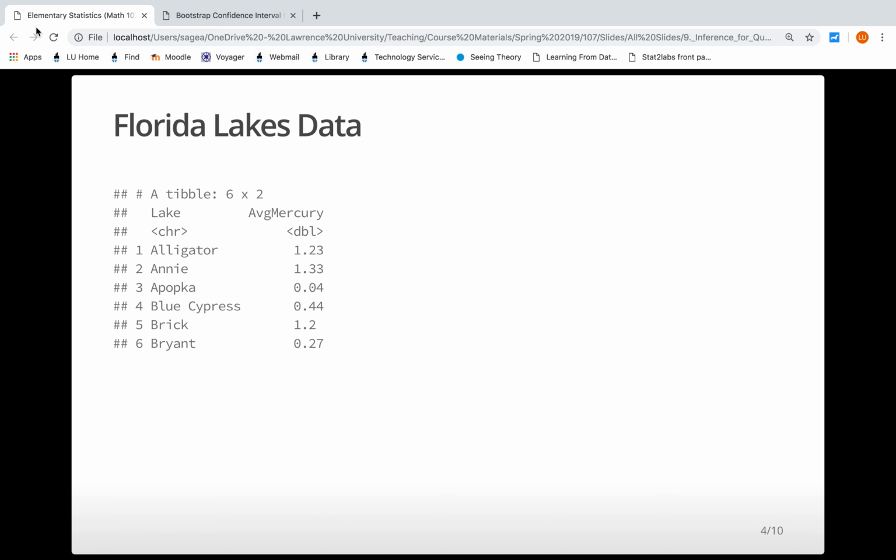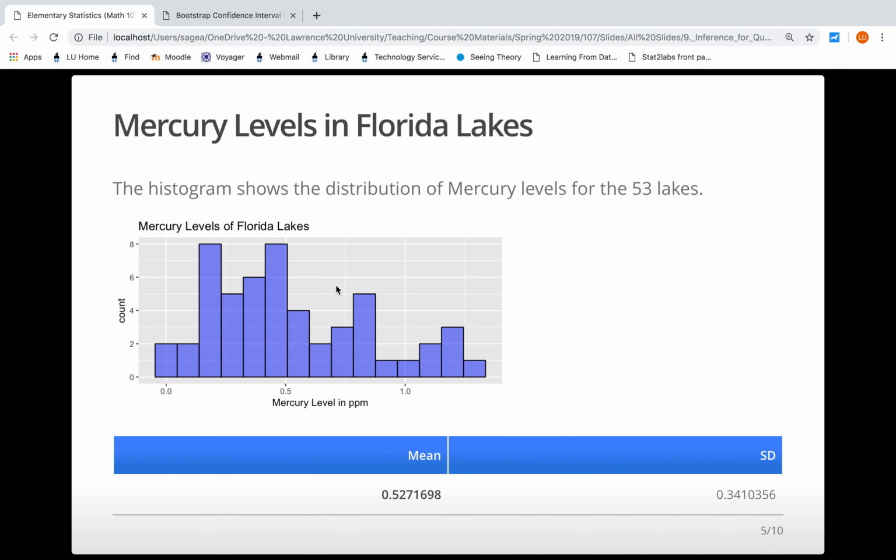We look at a random sample of 53 lakes in Florida. This slide shows the first 6 lakes in the sample, so you can see that Alligator Lake has a high mercury concentration level of 1.23 parts per million in the fish from Alligator Lake. Lake Annie also has an even higher mercury concentration of 1.33 parts per million, while Lake Apopka has a low mercury concentration of 0.04 parts per million.